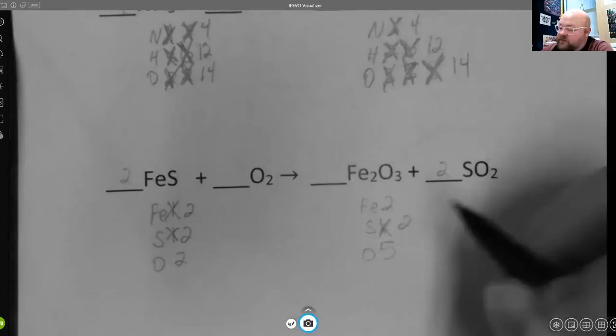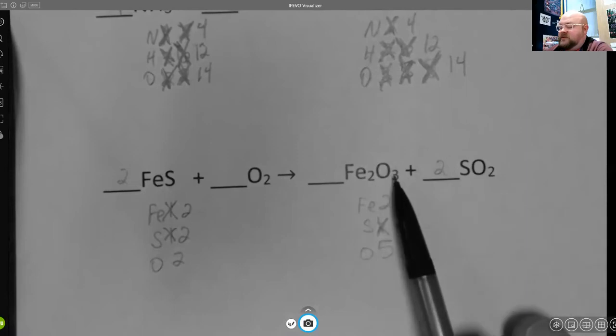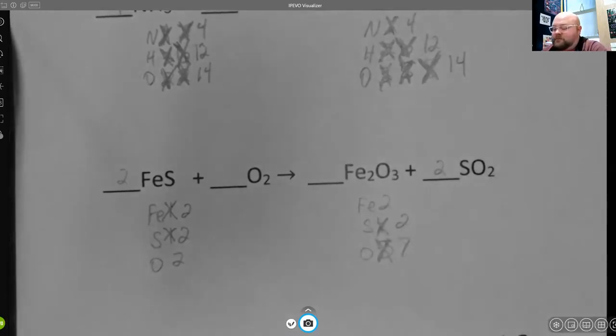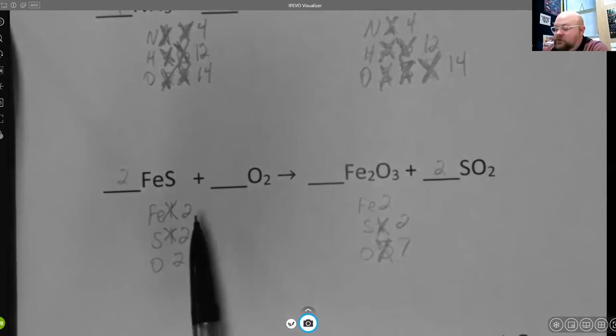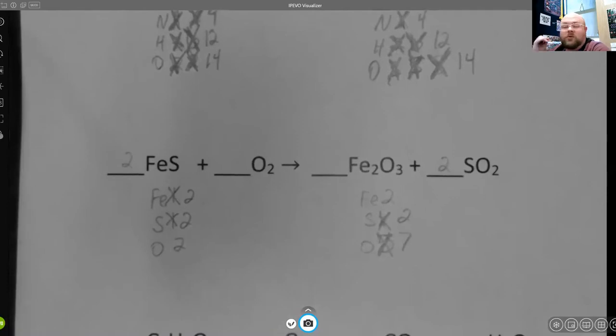Now I have 2 sulfurs, but that messes with my oxygens. 2 times 2 is 4, plus these 3 is 7. Okay, 2, 2, 2, 2, 2, 7. We are still not equal. That means somewhere in this mix, we've got to figure out a solution of what we can change to make things right.